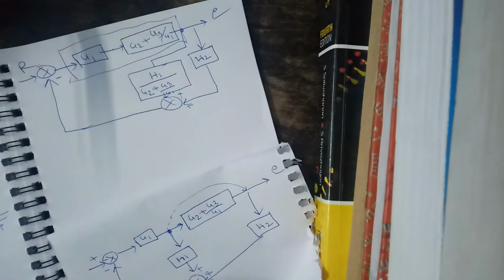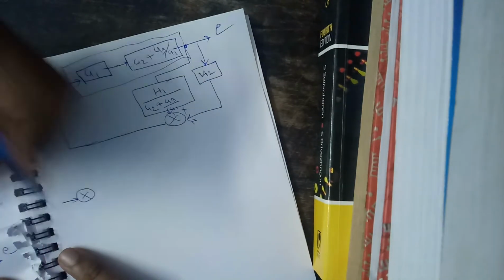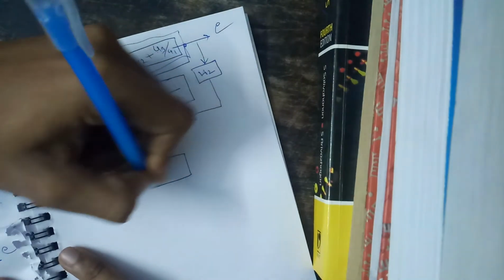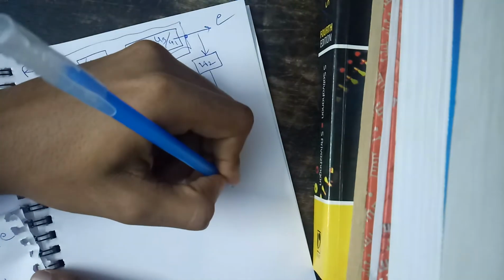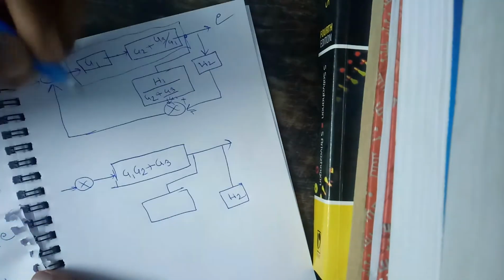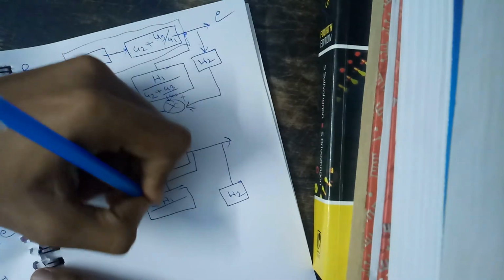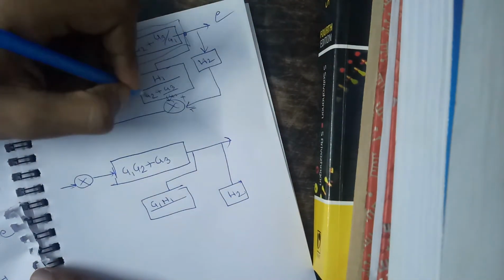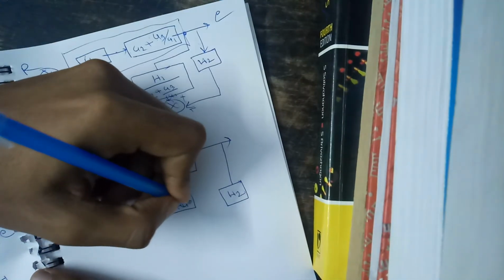So from the earlier diagram here we can find out the next diagram. This would be my feedback point, this would be my multiplication of that thing, so it is G1 G2 plus G3, right? Here it comes out here, and this is my H2 and this is my H1. By taking an LCM we can get G1 H1 by G1 G2 plus G3, right?